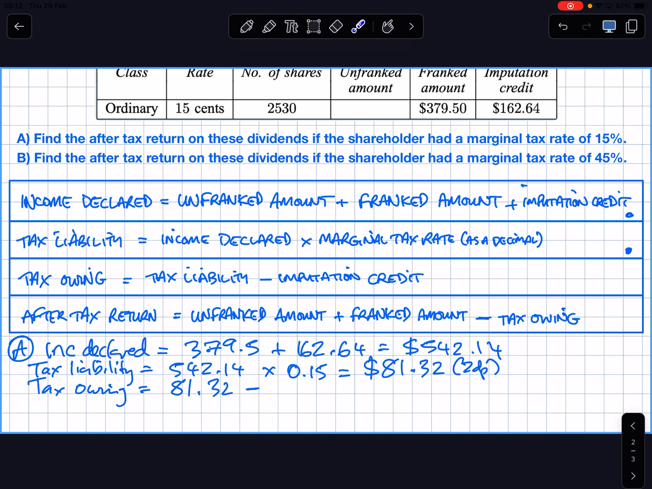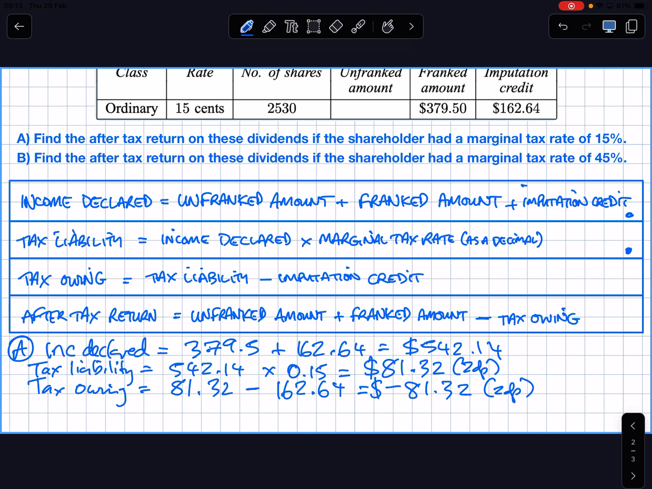Is imputation credit bigger than this? So what's my answer going to be, positive or negative? Take your time. I'm getting a smaller number and I'm taking a larger number from it. So it's going to be negative. 162.64. It's going to be negative $81.32.